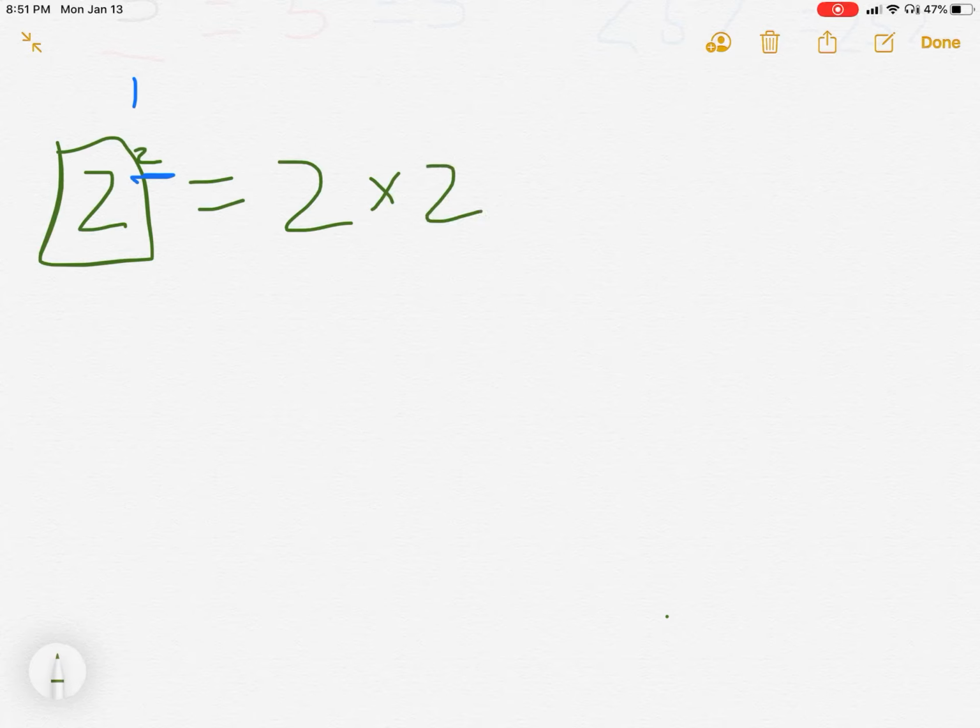This is a square number. Any number that comes from something squared is called a square number. So 2 times 2, what is that? It's 4. So 4 is what we call a square number. All right, the next one.